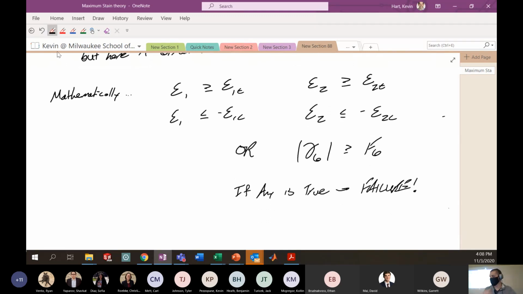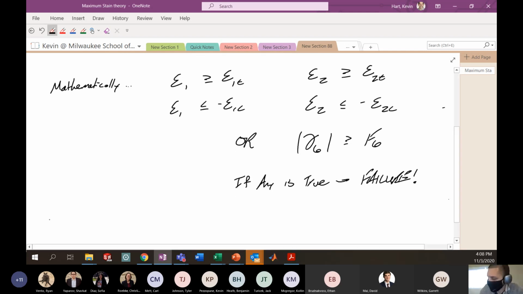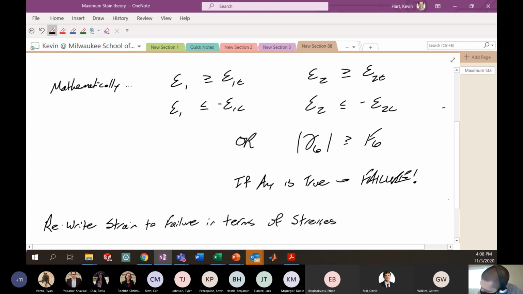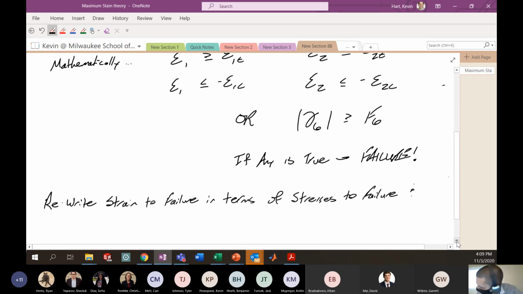Okay, so let's define some of these things in terms of what we know about the composite. Remember, we know things like the strength in the one direction in tension, the strength in the two direction in tension. So let's rewrite strain to failure in terms of stresses to failure and material properties.